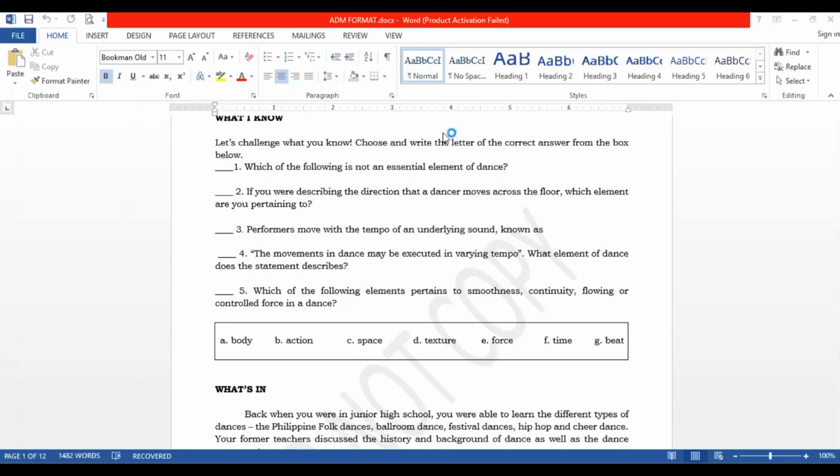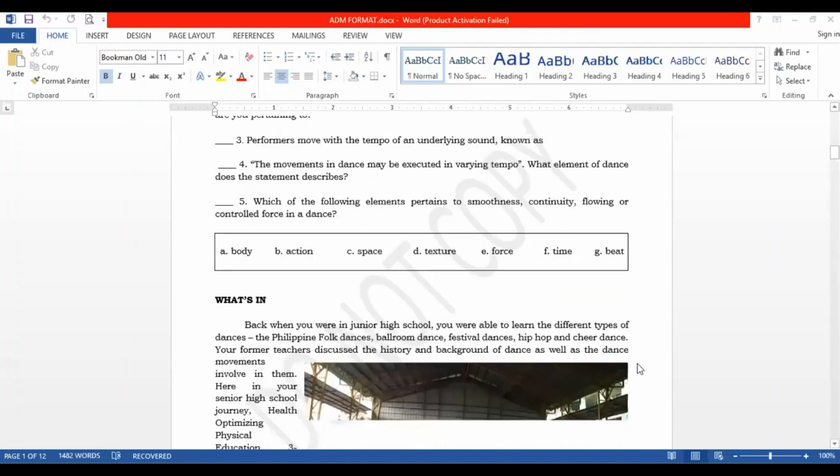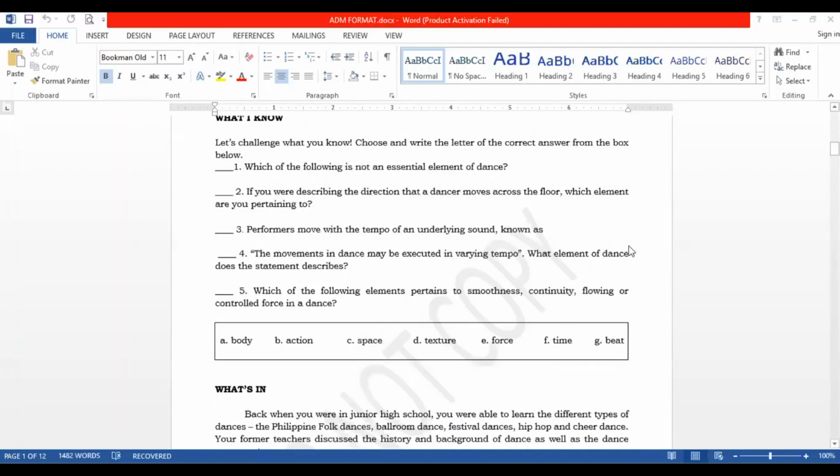So most probably, yung what I know part may kinalaman po sa i-discuss ninyo sa pinaka-body ng ating module. Okay? So, pero kung i-require kayo to provide 15 items, you provide 15 items. Okay?